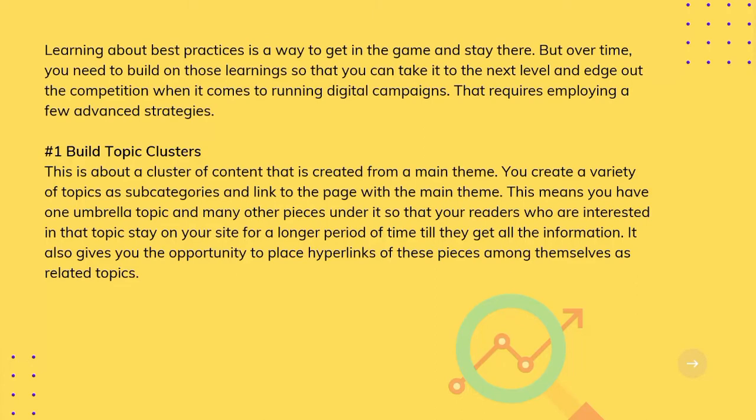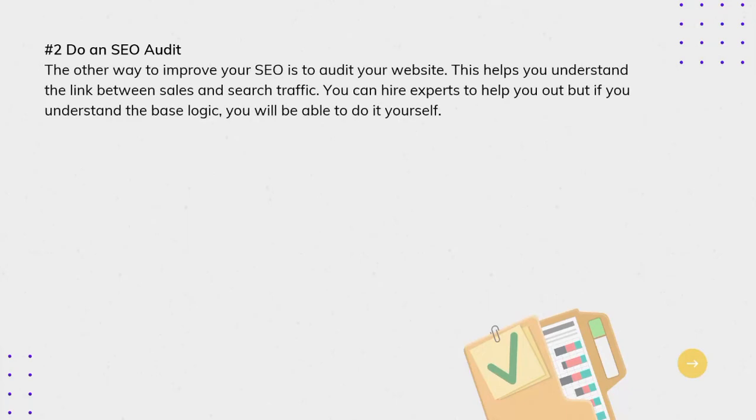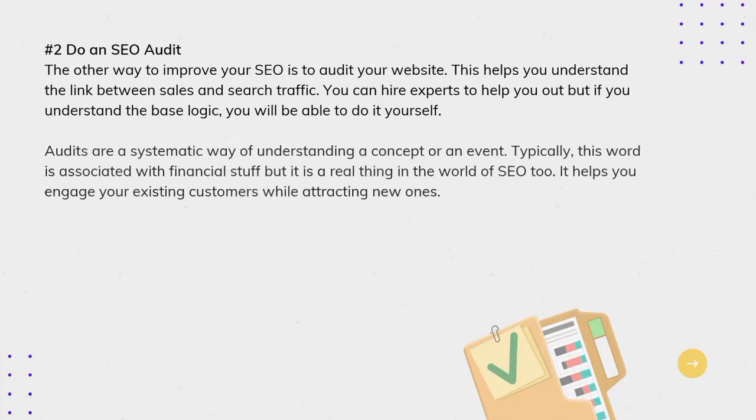Number 2. Do an SEO audit. The other way to improve your SEO is to audit your website. This helps you understand the link between sales and search traffic. You can hire experts to help you out, but if you understand the base logic, you will be able to do it yourself. Audits are a systematic way of understanding a concept or an event. Typically, this word is associated with financial stuff, but it's a real thing in the world of SEO too. It helps you engage your existing customers while attracting new ones.